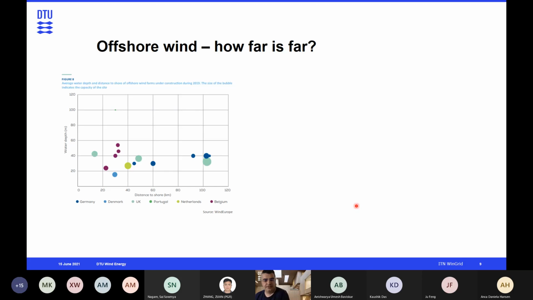You can see here, I think, these are statistics from WindEurope. It shows, in 2020, no, this is during 2019, I'm sorry. This is the average water depth and distance from shore for the projects that were under construction in 2019. And you can see that the distance is going further and further. We already have projects that were built 2 years ago at a distance further than 100 kilometers from shore.